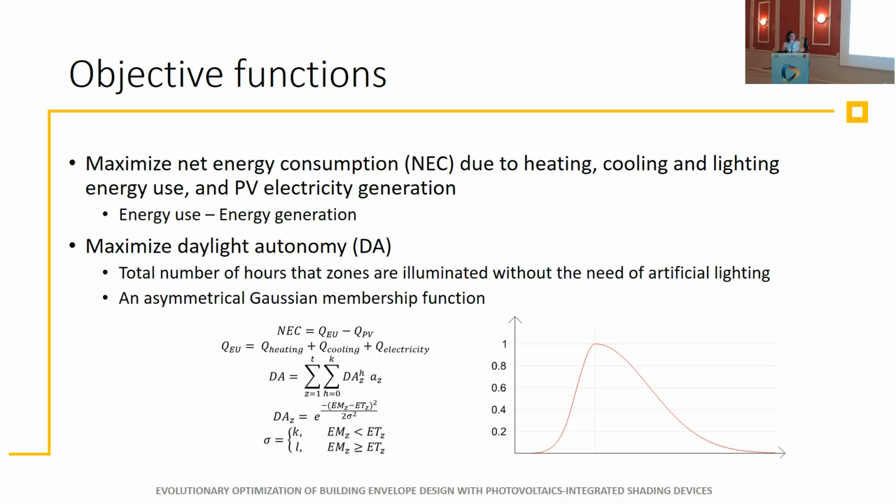Daylight autonomy is the total number of hours that zones are illuminated without the need of artificial lighting. And for this, an asymmetrical Gaussian membership function is used that favors the positive part of the set point. You can see that the peak point corresponds to 1, and the curve is much steeper in the negative direction and less steep in the positive direction.